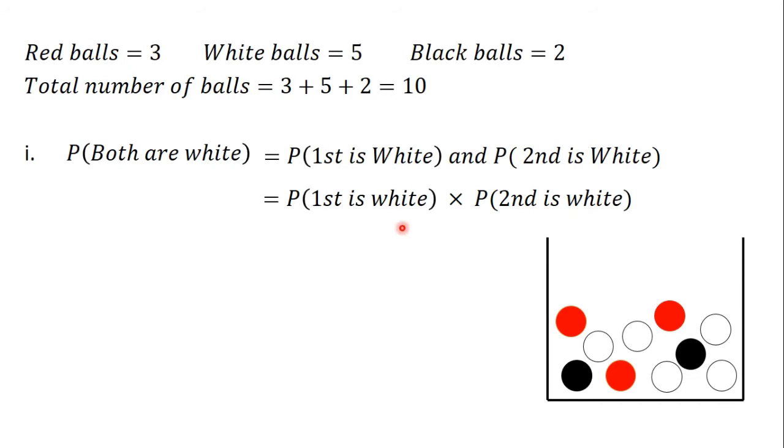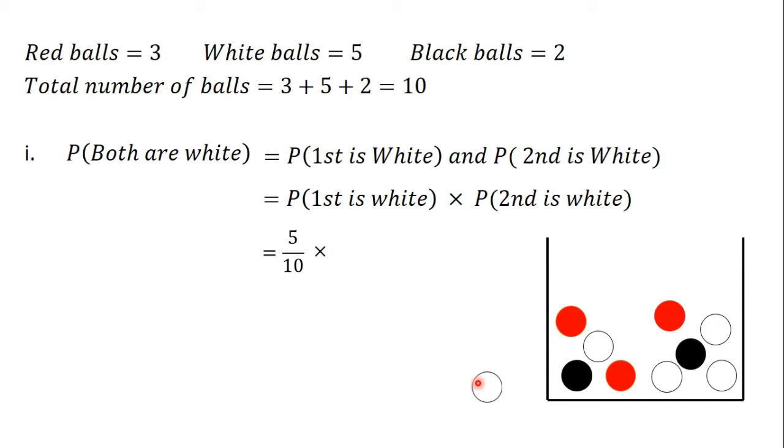Now all we need to do is to find the probability that the first is white and the probability that the second is white. In the box, we have 5 white balls and a total of 10 balls. So the probability that the first is white will give us the number of white balls in the box, which is 5, divided by the total number of balls in the box, which is 10. So we have the probability that the first is white as 5 divided by 10. This means that we have selected the first white ball from the box. We have the multiplication sign here, so we bring it.